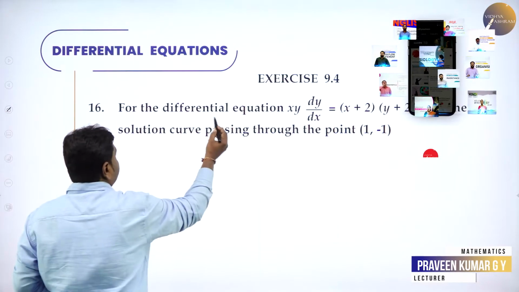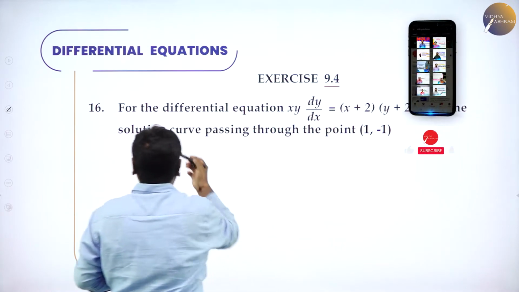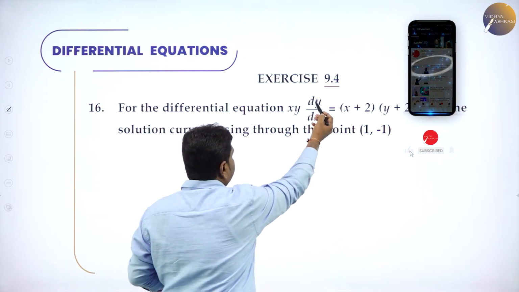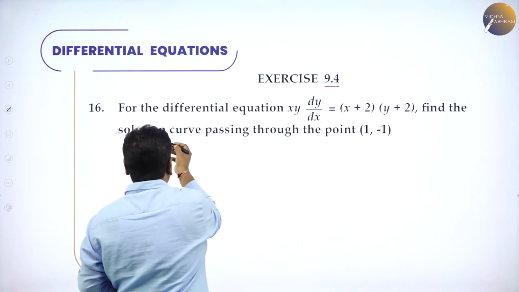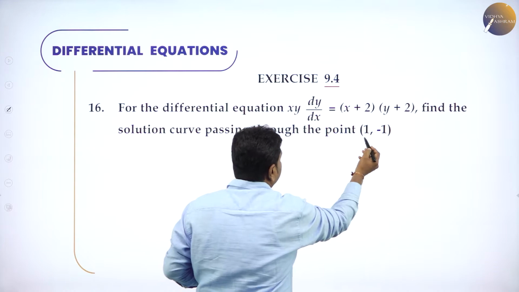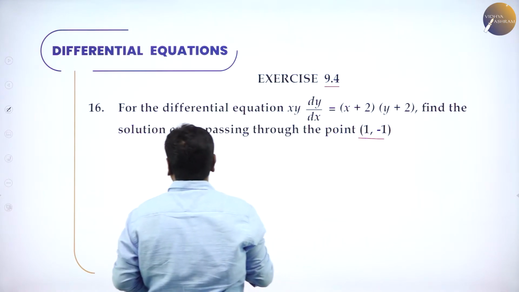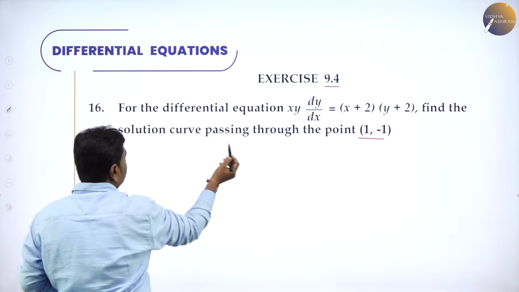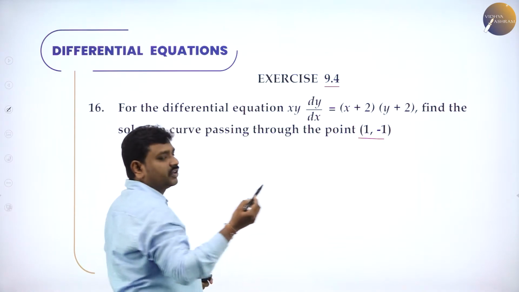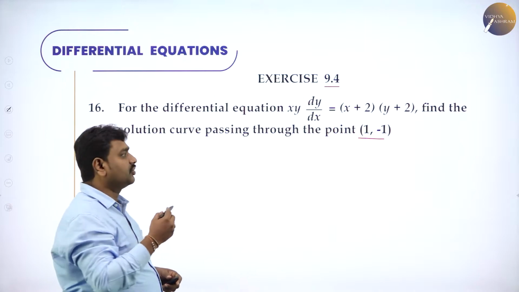Now in exercise 9.4, for the differential equation x y dy by dx is equal to (x plus 2) into (y plus 2), find the equation of the curve passing through (1, minus 1). They gave the differential equation, and you have to find the equation by solving it.